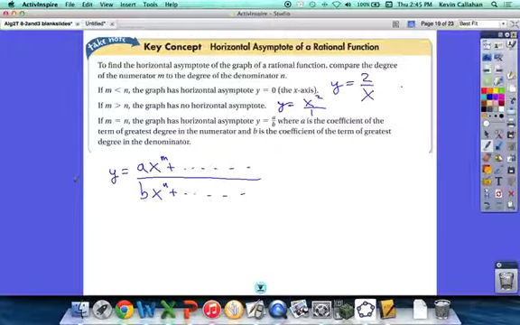What if they're equal? What if the numerator and denominator have the same degree? Well, then it's going to be the ratio of the coefficients, a over b. And that's what these are saying right here. And in the other cases, y equals 0, or there is none.